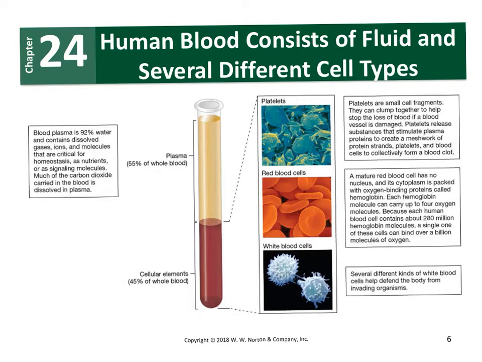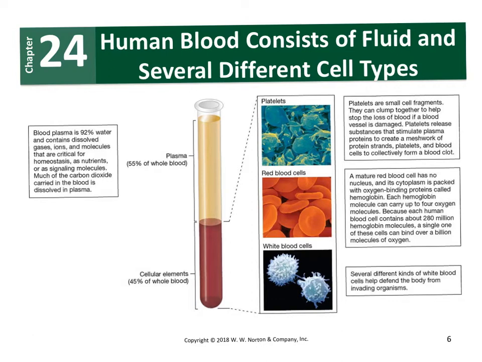So in the blood there are clotting factors, and there are also platelets which are involved in clotting. They're small cell fragments that clump together to help stop the loss of blood if a blood vessel is damaged or there's a wound. Platelets release substances that stimulate plasma proteins to create a meshwork of protein strands, platelets, and blood cells to form a blood clot. And then there's a bunch of chemicals that are called clotting factors.